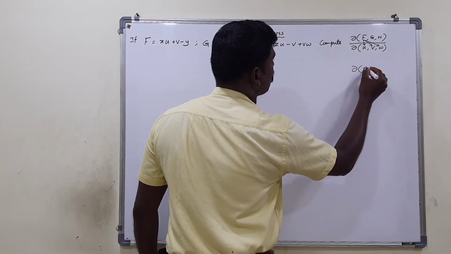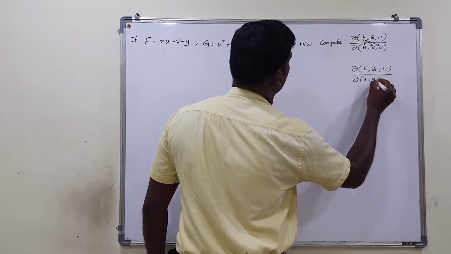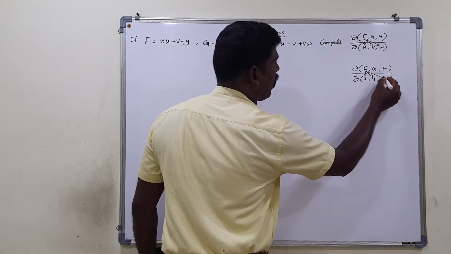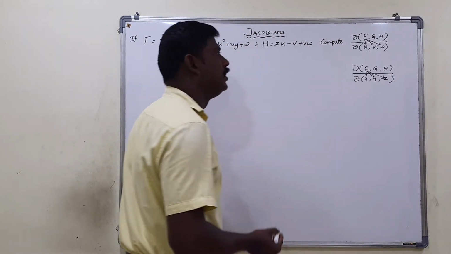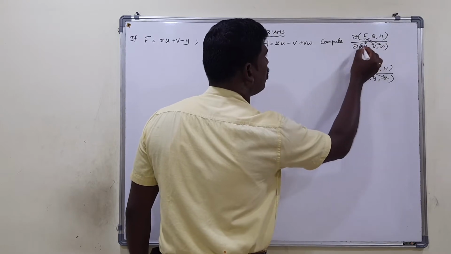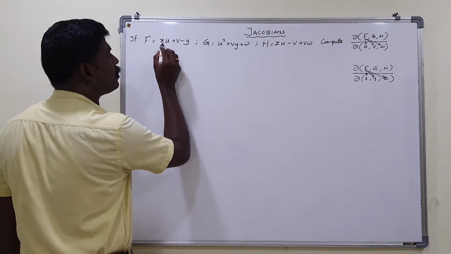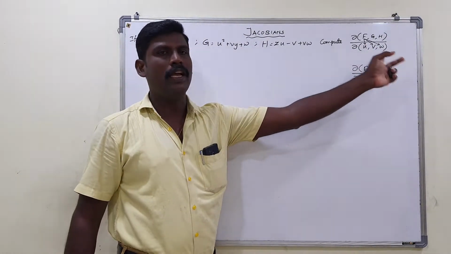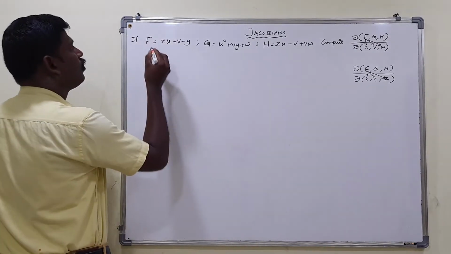Suppose the question is asked like this, then you go for taking partial derivative of F with respect to X, Y, Z, and then for G and H. But here they want the value of dou of FGH with respect to UVW. That's why don't take partial derivative with respect to X, Y, Z. Take partial derivative with respect to UVW only. So treat X, Y, Z as constants. Okay, so now the solution.